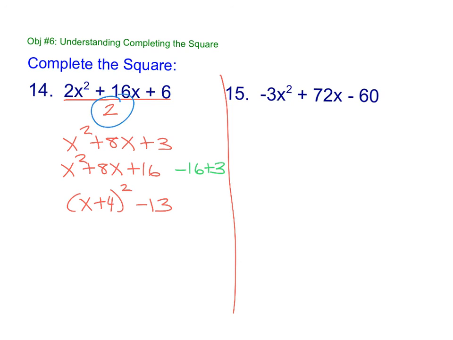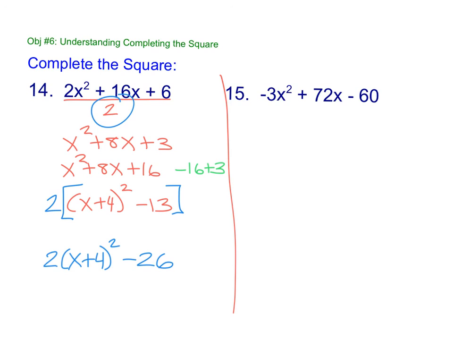Now, here's the important part. We just ignored that 2. Now we're going to put the 2 back into the problem. But here's what we need to do. We have to put brackets around all of this. So the parentheses gets multiplied by 2 with just that in front. But then you have to distribute the 2 to the outside number. So that becomes minus 26. And that's really, really important. Don't forget to do that.